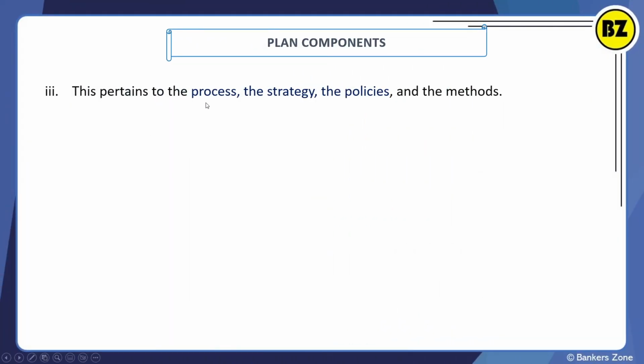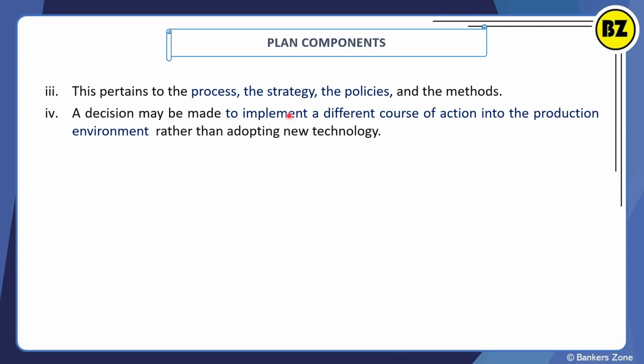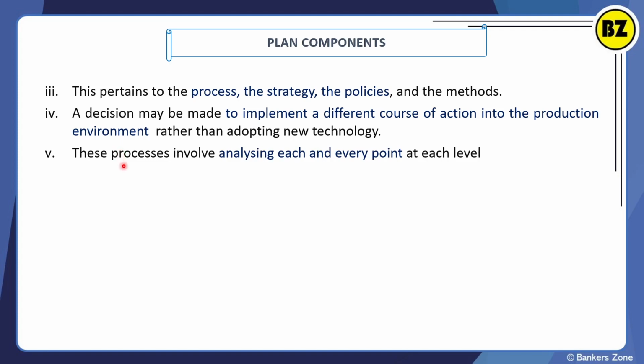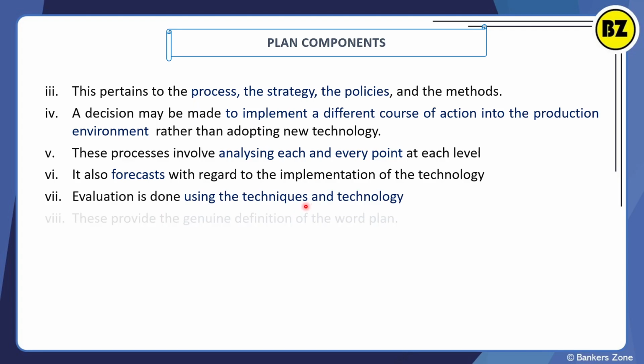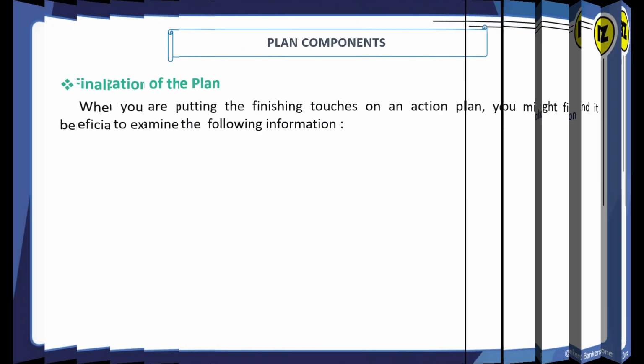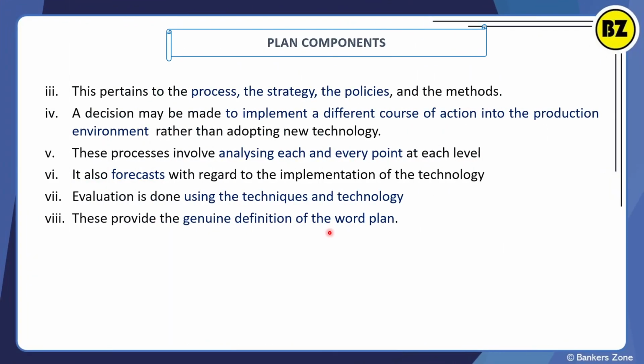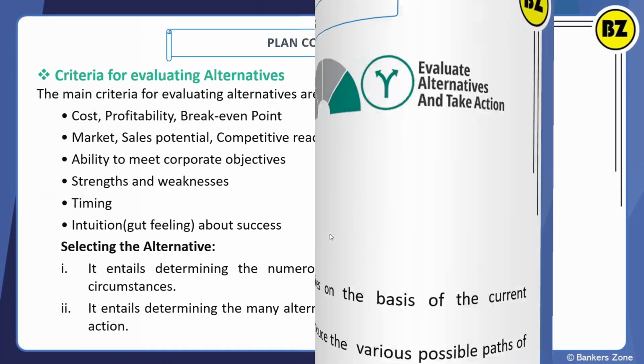Apart from that, this pertains to the process and the strategy and the policy and the methods. Okay, then the decision may be to implement a different course of action into the production environment. Then the process involves analyzing each and every point at each level. It also forecasts with regard to the implementation of the technology. The evaluation is also done using techniques and technology. These provide a genuine definition of the word plan. Okay, so what is this? See, you don't need to mug up this.